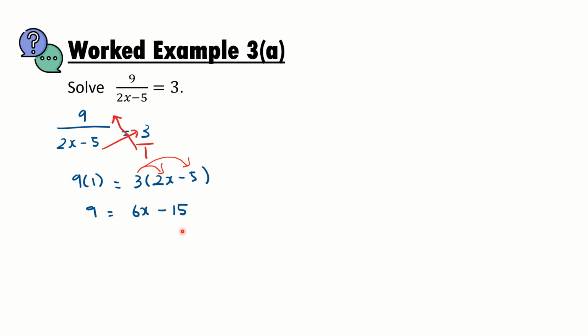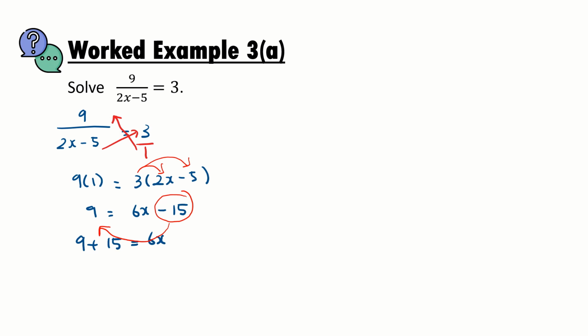Then with this 9 equals to 6x minus 15, what we need to do next is to shift things around, up to your preference. Let's say I want to keep this 6x on the right side of the equal sign instead, and I want to shift this minus 15 over to the left. So long as we have the x's all on one side and the numbers on the other side, that will be fine. So what I'm going to do next is to consider taking this minus 15 over to the left side, and that will result in 9 plus 15 equals to 6x.